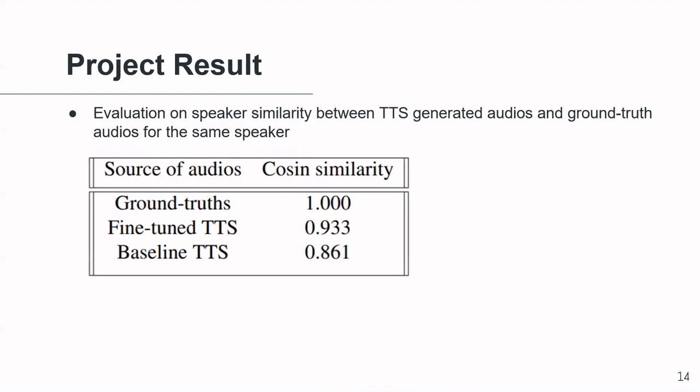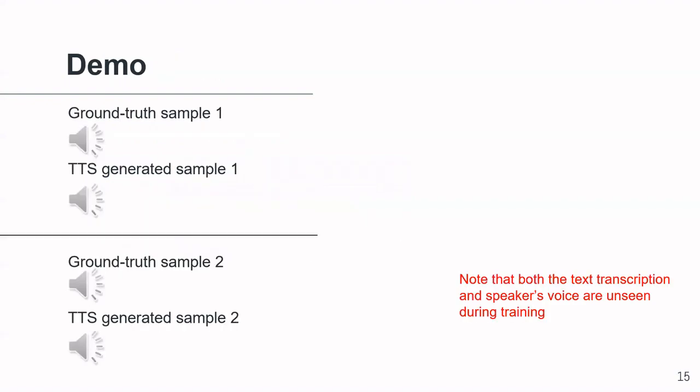We also evaluated the speaker similarity between the TTS-generated audios and the ground truth audios using cosine similarity. The result shows that the fine-tuned TTS achieved a high cosine similarity of 0.933, which means the TTS is able to mimic the voice of a target speaker quite accurately.